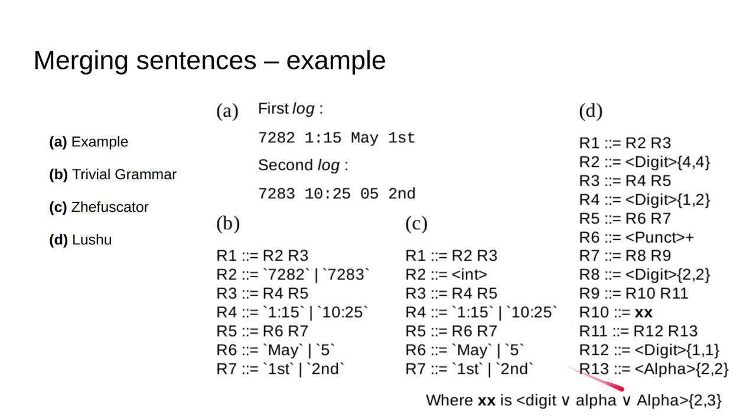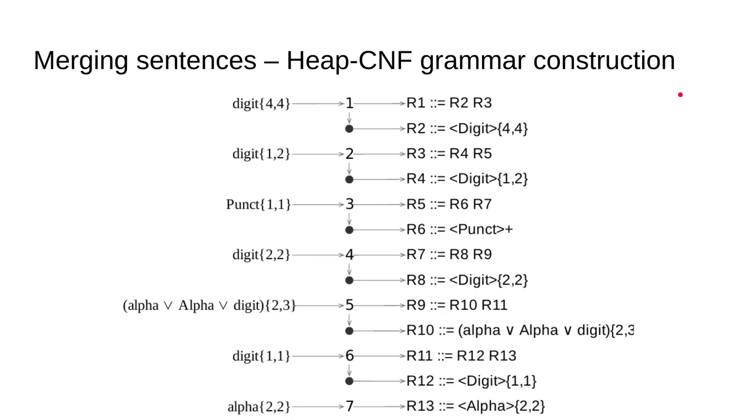So this is the grammar that we use for language recognition. This is called the heap CNF grammar. And this is how we construct it. It's essentially a heap of Chomsky normal form grammar. I'm not going to go into details here, but this is how we construct that.